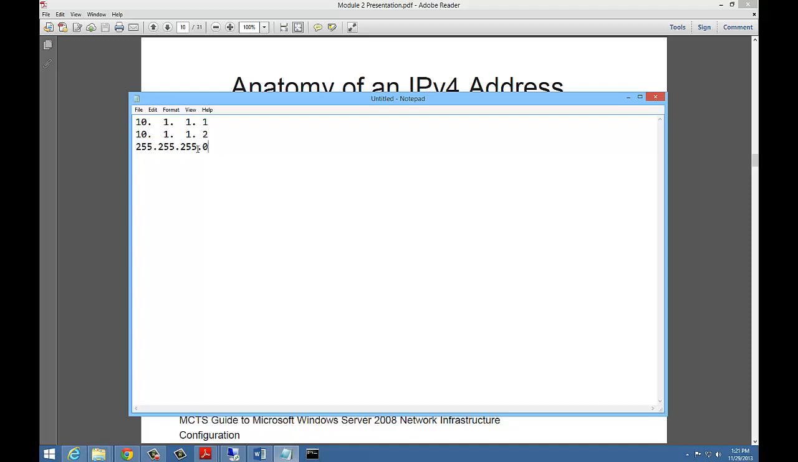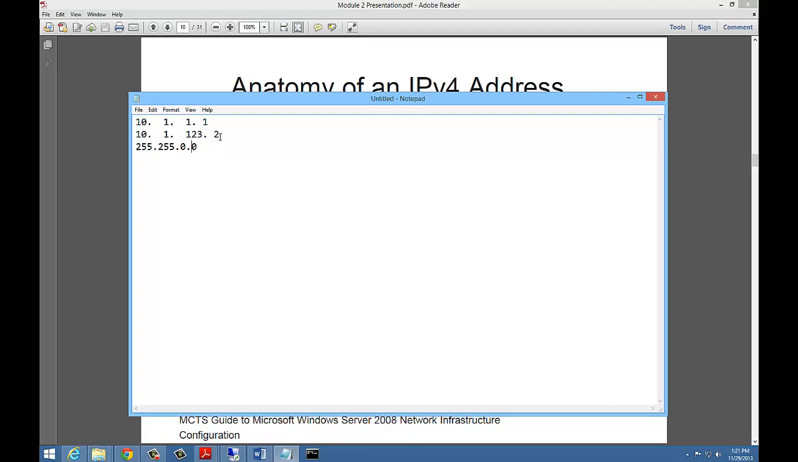Now, if we changed this number to 255.255.0.0, now only the first 2 numbers are the network side, and the last 2 numbers are the host side. So this obviously gives you a lot more hosts. So I could make this 10.1.123.2, and it would be on the same subnet as my 10.1.1.1, because it only masks the first 2 parts.